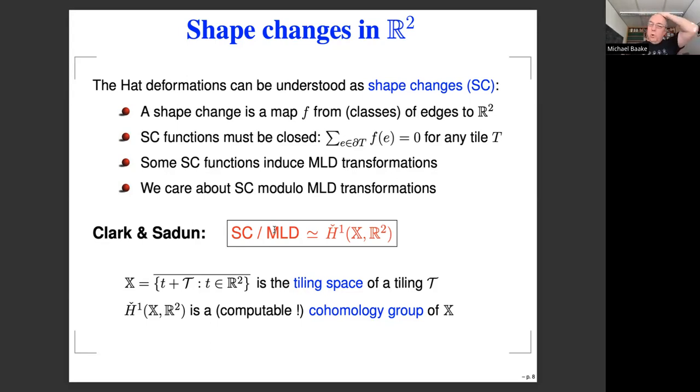And here is an important result that goes back to Alex Clark in London and Lorenzo Sadun in Austin, Texas. And they have proved a couple of years ago that shape changes modulo MLD transformations have a nice moduli space, and this moduli space comes about as the first Čech cohomology of the tiling space with coefficients in R2, where this is really a bit of abstract math entering here. The topologists like it a lot. Other people say, what the heck is a Čech cohomology? And I'm not able to explain that here in a second. But the point is the following.